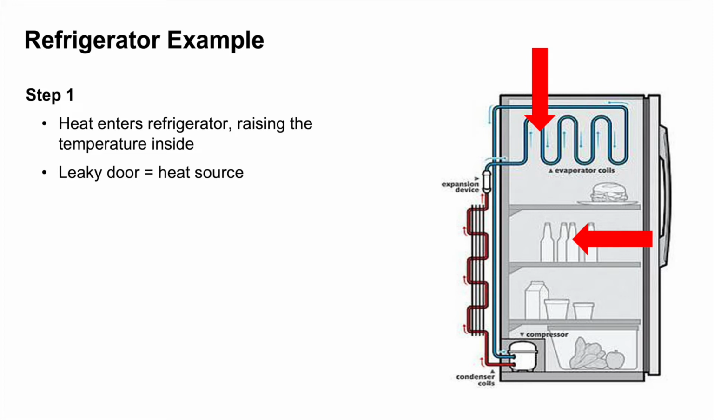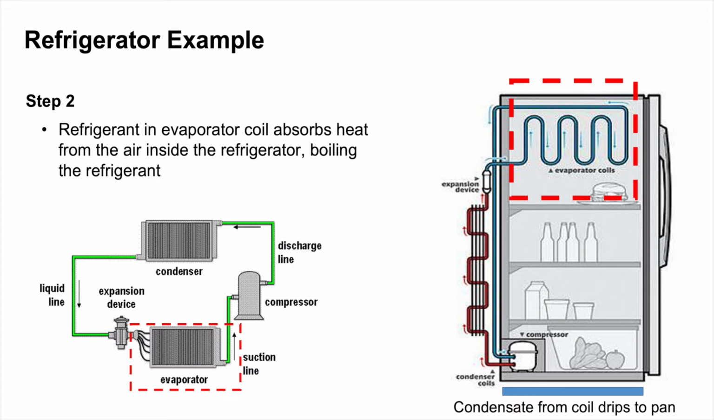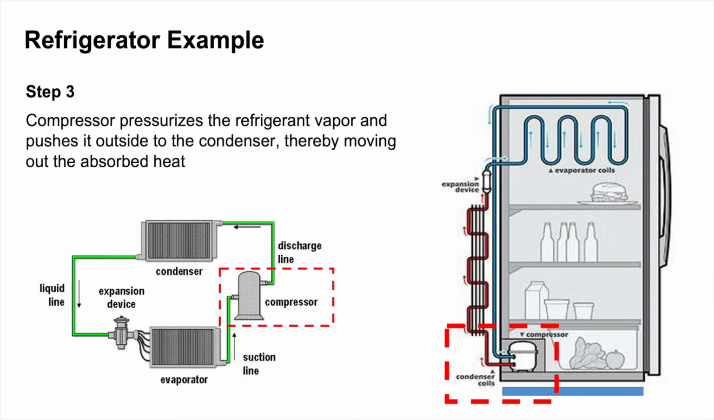Raising the temperature inside. So once the temperature inside is raised a little bit, the refrigerant in the evaporator coil inside the fridge will boil. The refrigerant absorbs the heat from the food, from the leak in the door, and boils. The next step, that refrigerant makes its way, having boiled, to the compressor. The compressor is like a pump for vapor, so it raises the pressure of the vapor and physically moves it from the evaporator to the condenser. And moving the fluid also moves the heat that was absorbed by boiling it.